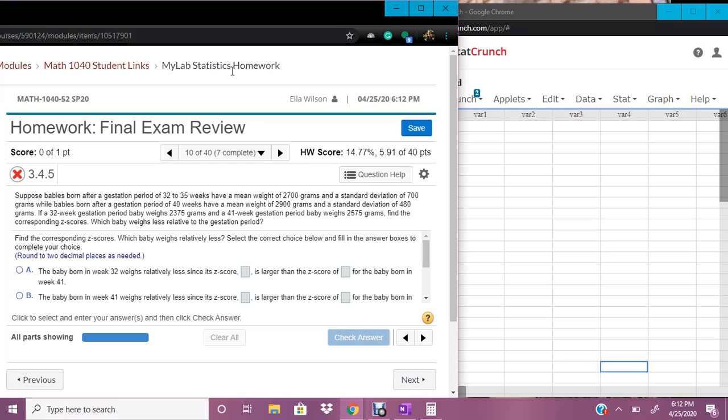All right, so this is question 10 of the final review. This will be about how to compute a z-score. And in this case, we'll be comparing two different z-scores from two different populations.